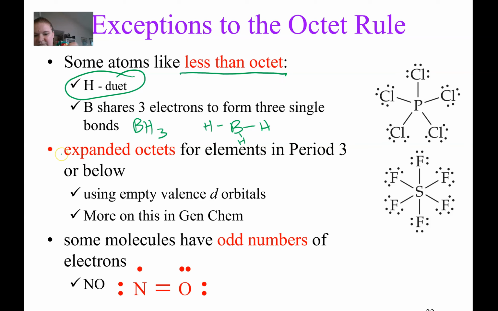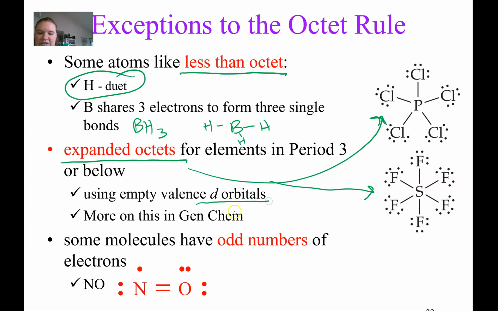The next one is more than an octet, which is also called an expanded octet. So, there's a couple examples over here, and there's not really a whole lot you need to know about this for this class. They're using their empty d orbitals in order to do this, but really, you're going to talk about this more in general chemistry.